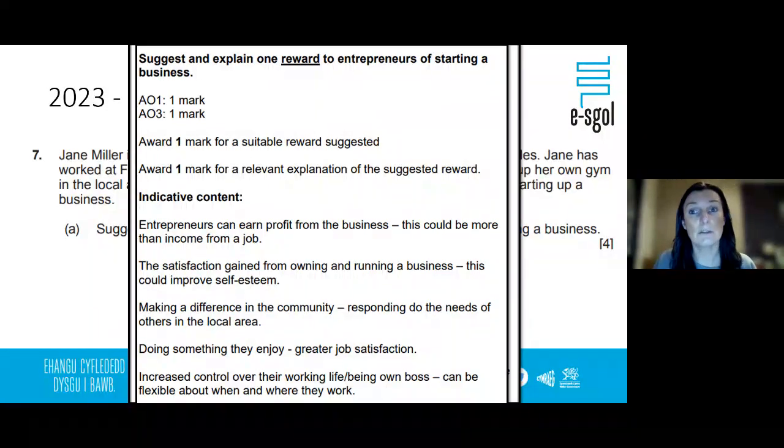One reward to be explained. Again, same sort of tactic. You're getting one for the suitable reward, one for the explanation.